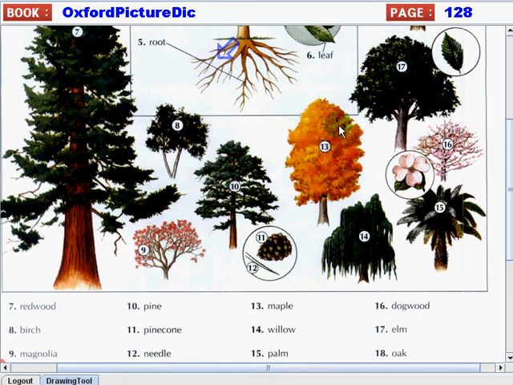In number 13, this orange tree here is what we call maple. Maple tree. 14th, the willow tree. Willow tree. Next, the palm tree in number 15. Palm tree. Alright? And in number 16, we have the dogwood. Dogwood. It is a tree that has groups of small flowers surrounded by pink or white leaves that look like petals. Alright?